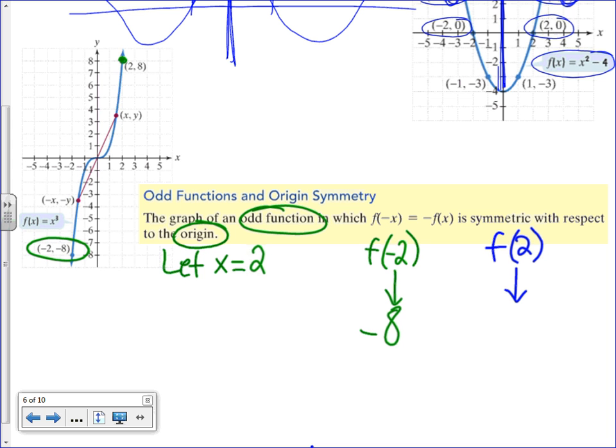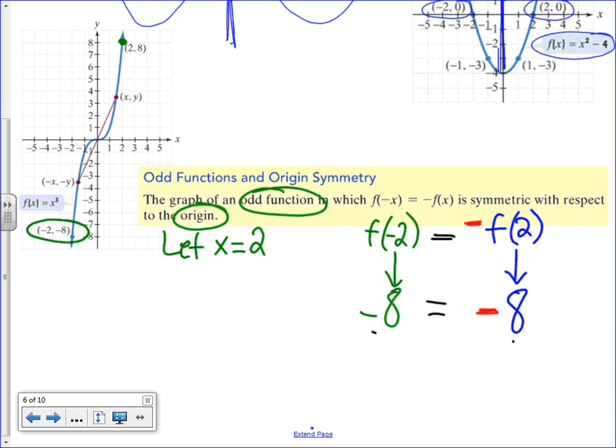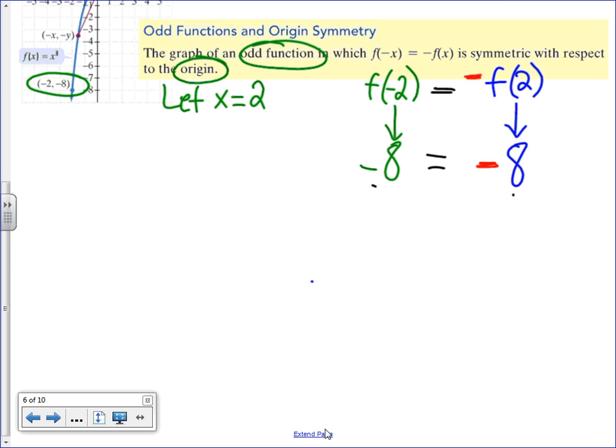8. Okay. But now, I don't want to compare it to the original function because I'm testing to see if the function is odd. So what I need is the opposite of that, right? So what is the opposite of 8? Negative 8. Now, is it true that they are equal? Yes, right? Negative 8 and negative 8. Yeah? Okay, let's do one more.